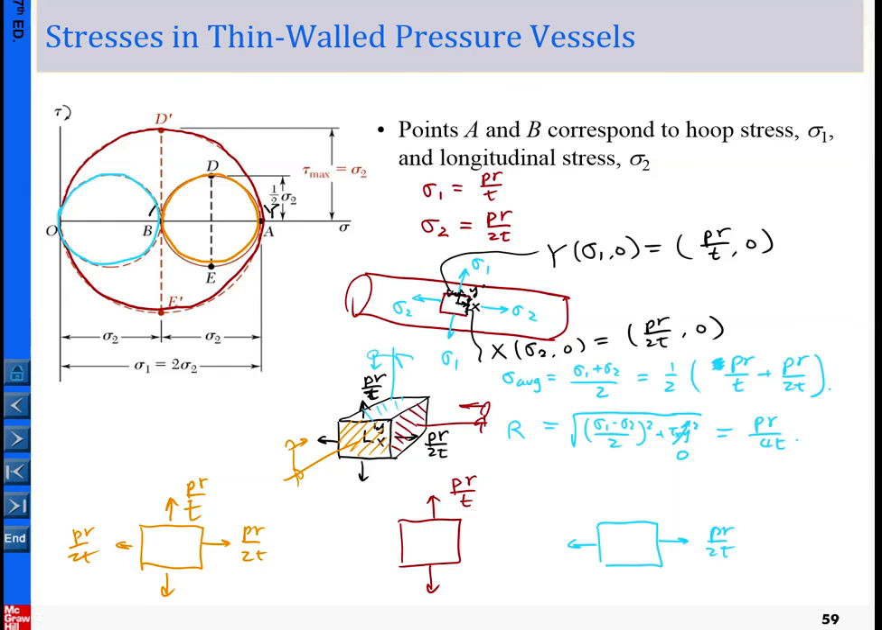So from here the question is this: what is the maximum shear stress in the pressure vessel? And the answer can be very easily found by looking at this graph, and the maximum circle is the red one. So here is the maximum shear stress. Okay, the maximum shear stress occurs in such an orientation, which means the orientation is rotated about this axis by 45 degrees. Okay, by 45 degrees.